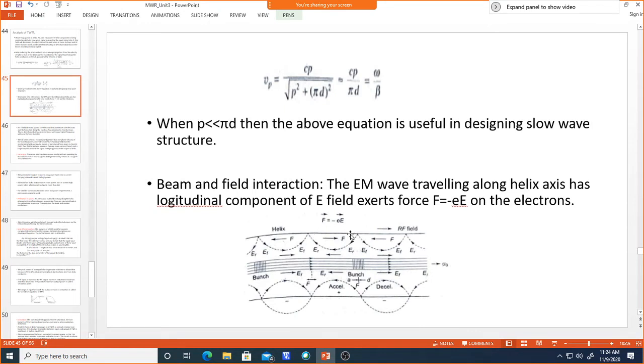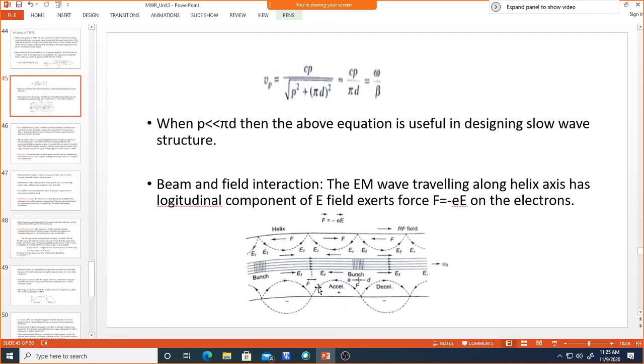Okay, so whenever the electric field exerts a force on the electrons, when it is traveling in the same direction, the electron will decelerate, and whenever it is traveling in the opposite direction, it will accelerate. You can see here, when the electric field is in this direction, it will accelerate, and when the electric field is in the same direction as the electron, it will decelerate. Okay, so that is the force which is exerted by the field onto the electrons. So this is the beam field interaction.